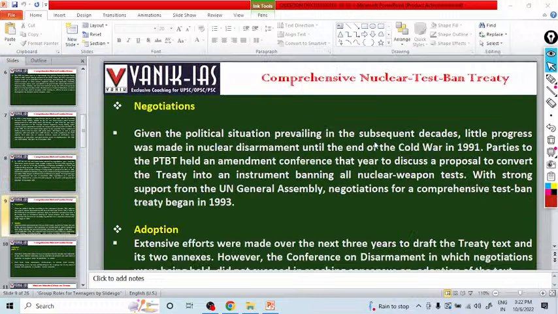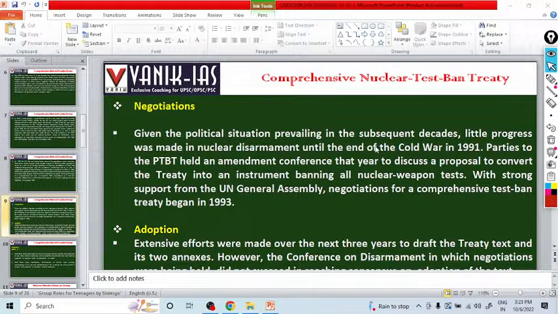Given the political situation prevailing in the subsequent decade, little progress was made in nuclear disarmament until the end of the Cold War in 1991. As you all know, the Cold War was the war between USA and USSR. It is a phase of intense armament buildup without recourse to direct attack. So both sides continued accumulating nuclear weapons, conventional weapons, high definition weapons. That phase is called the Cold War. And the Cold War ended in 1991 with the disintegration of USSR.